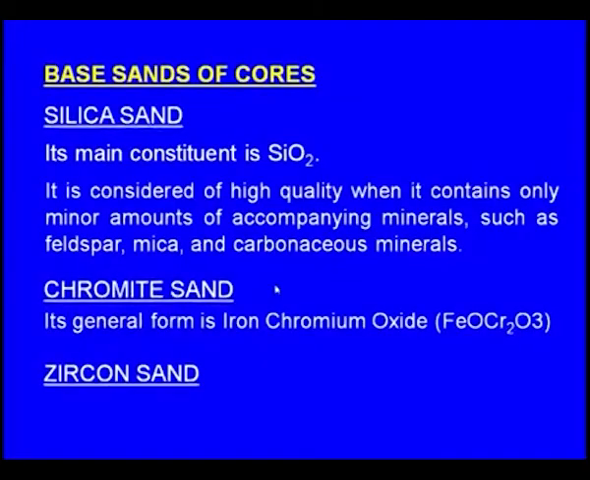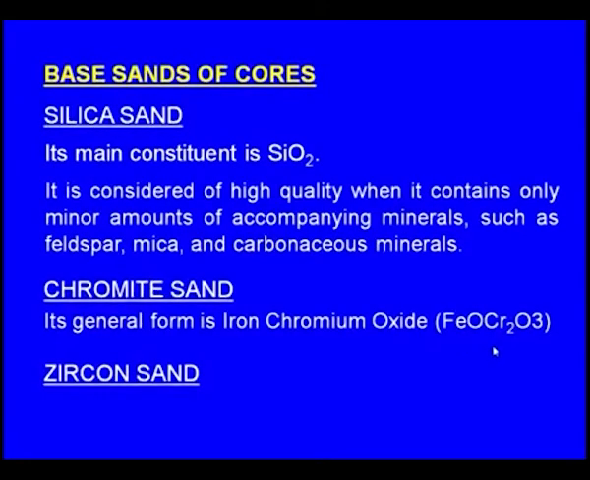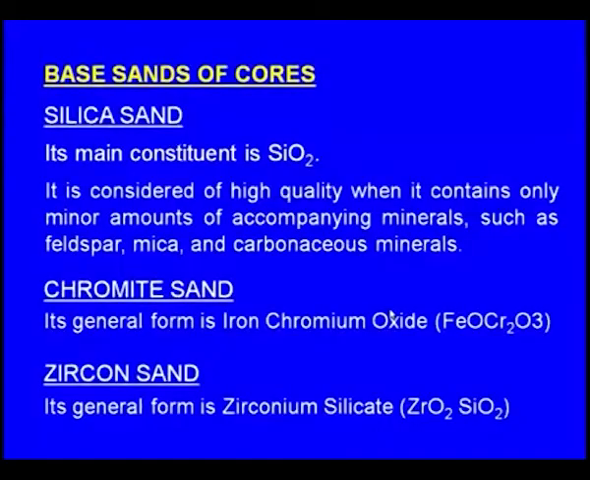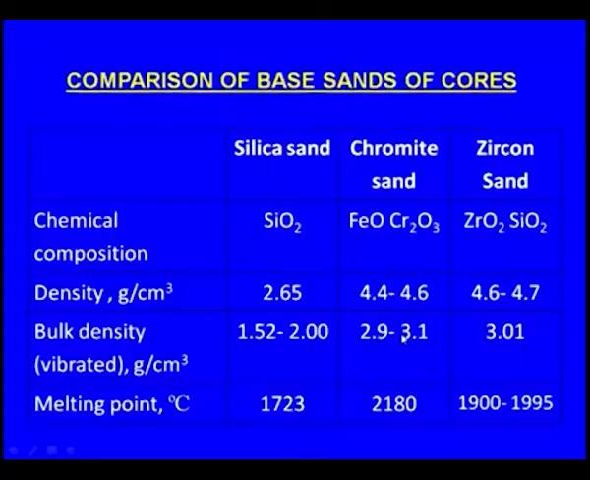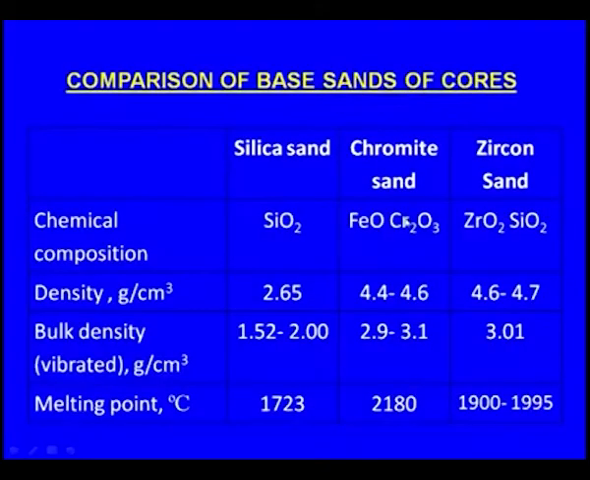Next one, the chromite sand. Its general form is iron chromium oxide, FeOCr2O3. Next one, the zircon sand. Its general form is zirconium silicate, ZrO2 SiO2. So, this is the comparison of the base sands of the dry sand cores, right. This is the silica sand, this is the chromite sand and this is the zircon sand. Chemical composition we have seen. For silica sand it is SiO2, for chromite sand it is FeOCr2O3 and for zircon sand it is ZrO2 SiO2.